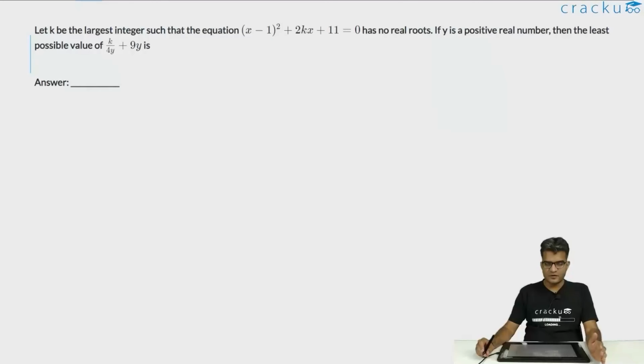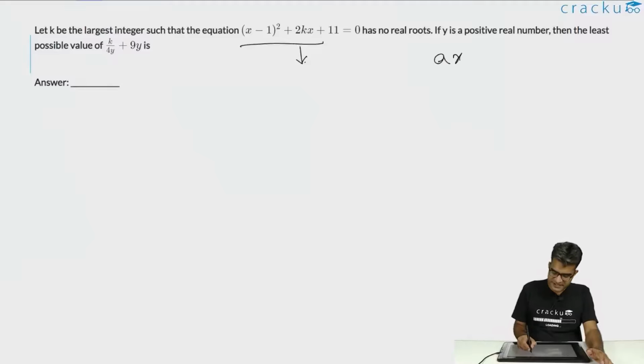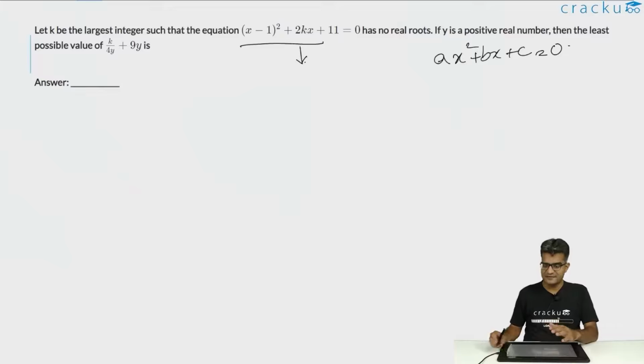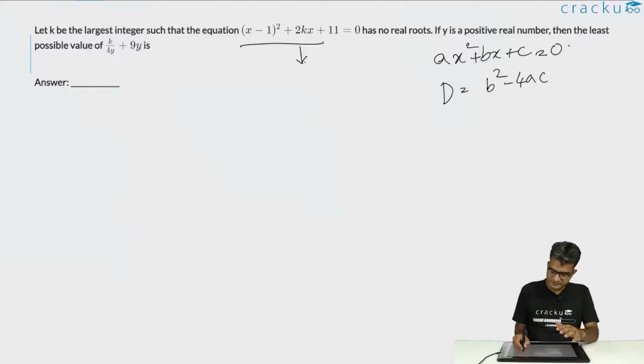In this question, we are told that k is the largest integer such that (x minus 1) whole square plus 2kx plus 11 has no real roots. Let us first convert this into a normal quadratic equation. A normal quadratic equation is of the form ax square plus bx plus c is equal to 0, and it has a discriminant d, which is equal to b square minus 4ac. If d is less than 0, it has no real roots.